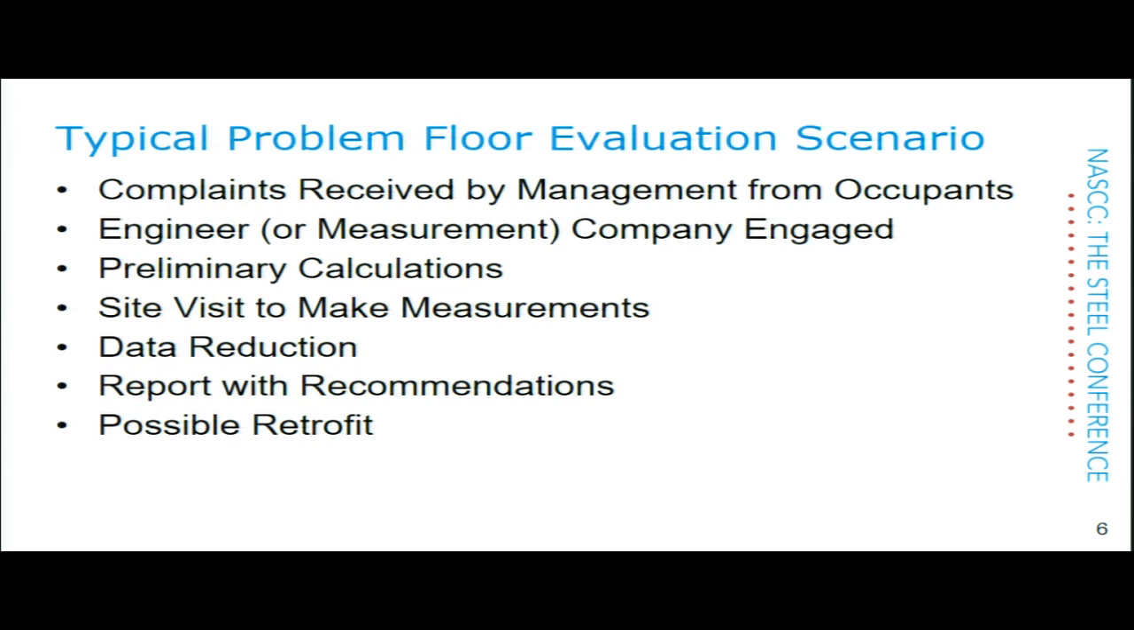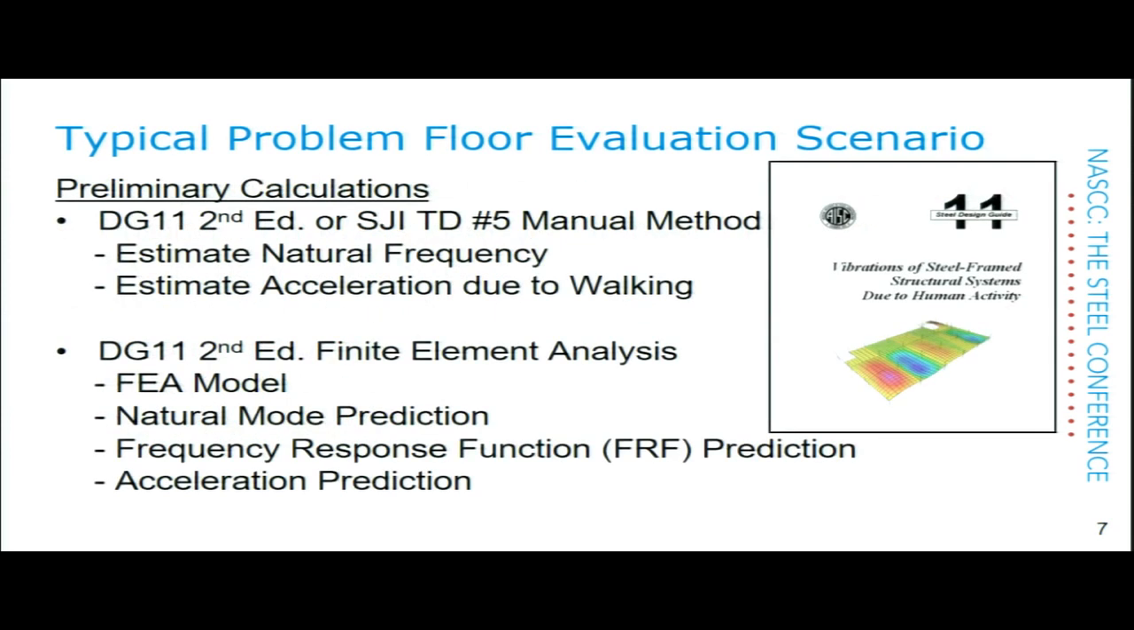The typical problem floor evaluation scenario is that the management may get complaints or will get complaints or did get complaints from occupants of the building. An engineer or sometimes a measurement company is then engaged. Hopefully, preliminary calculations are done to estimate the properties of the floor and the response to walking. Then a site visit to make measurements, very carefully done. Obviously, that data has to be reduced, a report with recommendations made, and then possibly a retrofit. So let's look at some of these in detail. Preliminary calculations. We can go to AISC Design Guide 11, which is now the second edition. It was published a little less than 2 years ago.